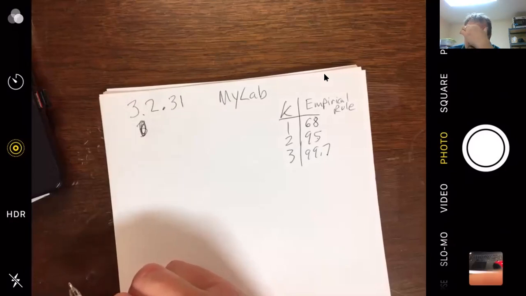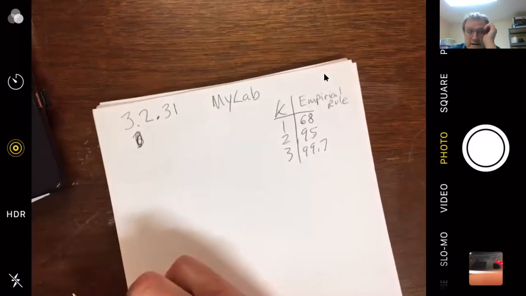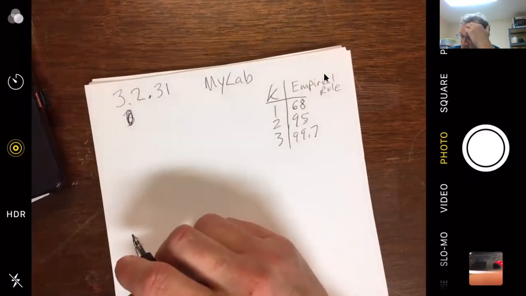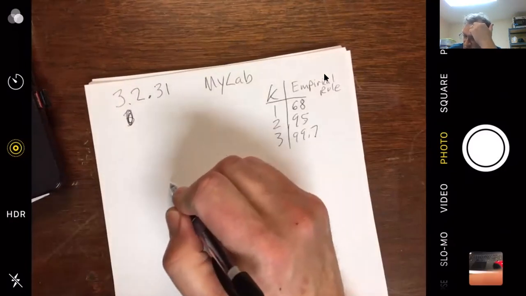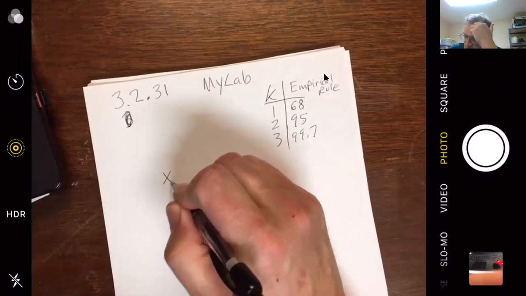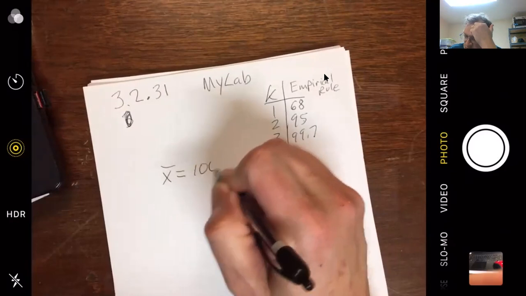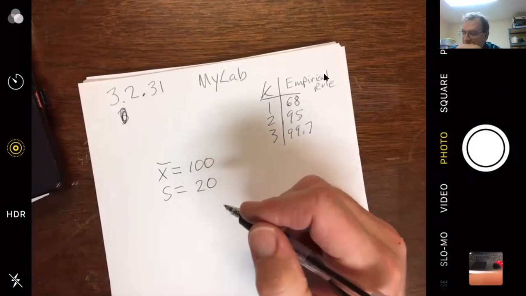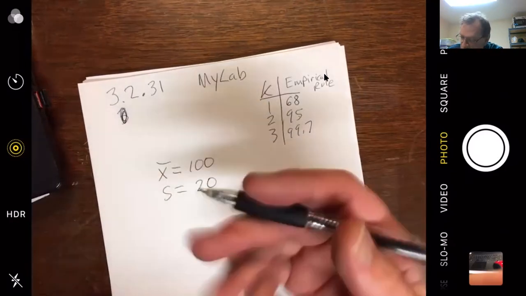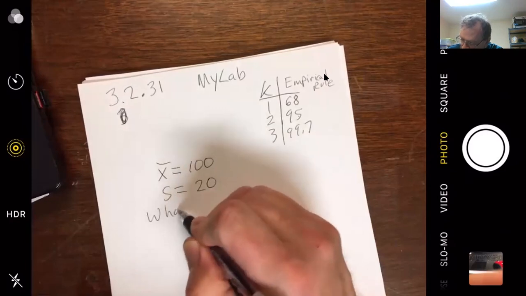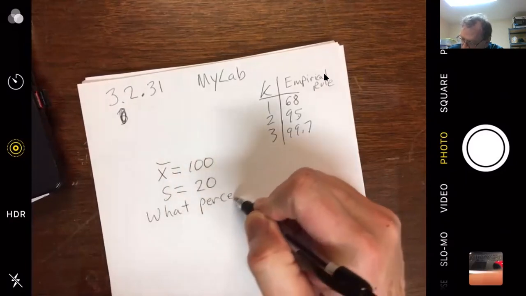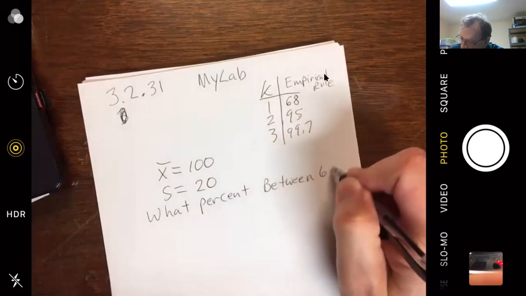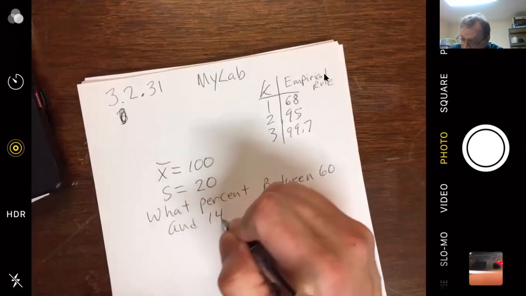Yeah, I think I know what you're talking about. I'll give you just a quick example. I'll have to make up a mean and standard deviation. Let's say your mean is 100 and say your standard deviation is 20. Just trying to make the numbers really easy. And it is a sample question like what percent between 60 and 140, something like this?